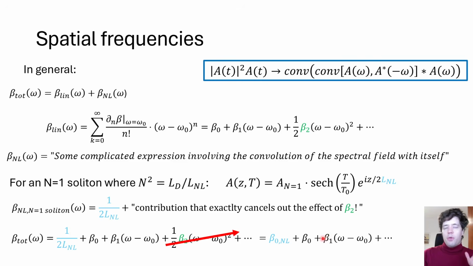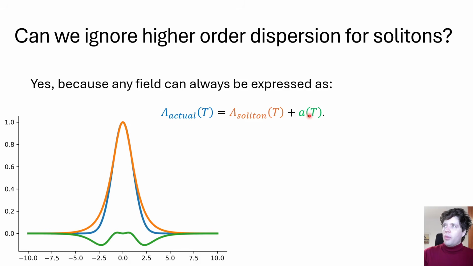But anyway, the point here is that particularly for a soliton, the contribution beta 2 is cancelled out by the nonlinearity. In fact, this is kind of the definition of being a soliton. It's some kind of signal that allows you to cancel out the broadening due to beta 2. Now, it turns out we can actually also, at least approximately, ignore the contributions from higher order dispersion terms.